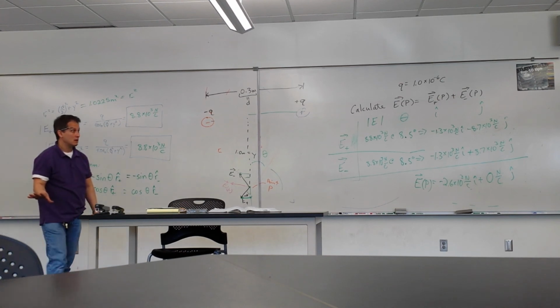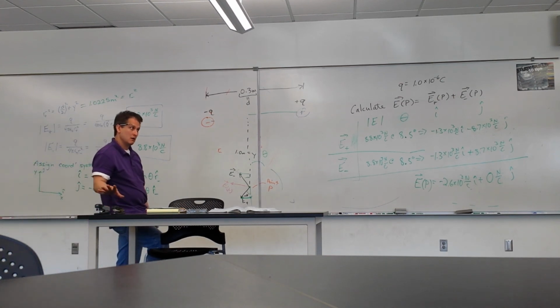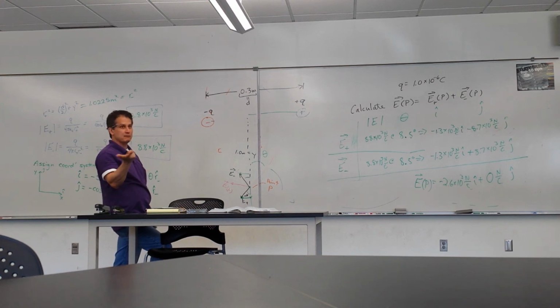Did you separate them out into the component vectors? Yeah. What I did is I said if E plus is 1 over 4 pi epsilon naught times q over r squared, then its x component is that times cosine of theta, and its y component is that times sine of theta. If you use your numbers, I got times 10 to the third. Okay, so it's probably just using a power of 10 instead of times 10 to the something power.